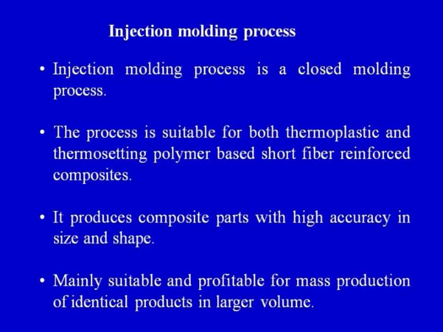As we have seen, the polymers can broadly be classified into thermoplastics and thermosets. There are processes which are only suitable for thermosets, and there are processes which are suitable for both thermosetting resins and thermoplastic resins. So this particular process can be used to process parts out of thermoplastics as well as out of thermosets. And the short fibrous reinforcement would be put into the matrix. So the process is suitable for both thermoplastic and thermoset polymers based on short fiber reinforced composites.